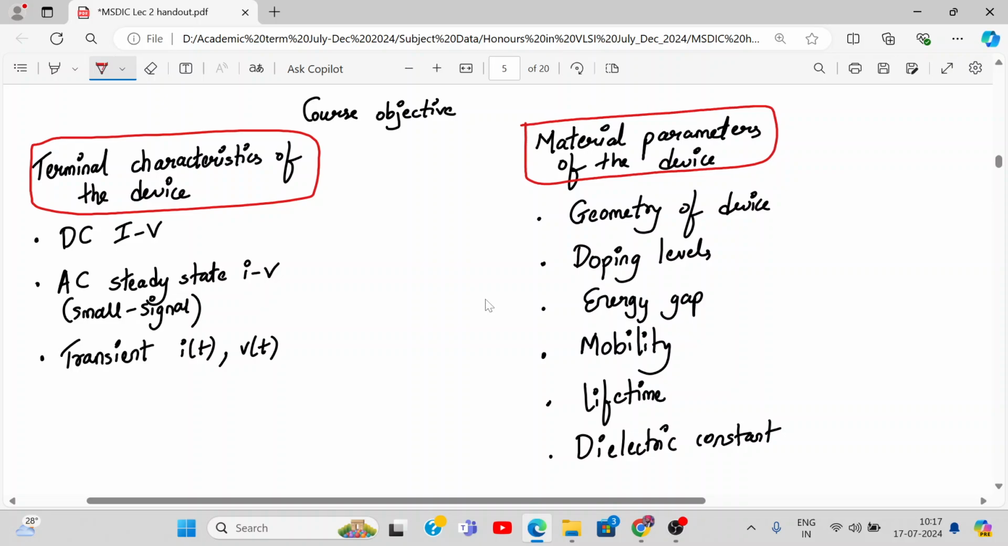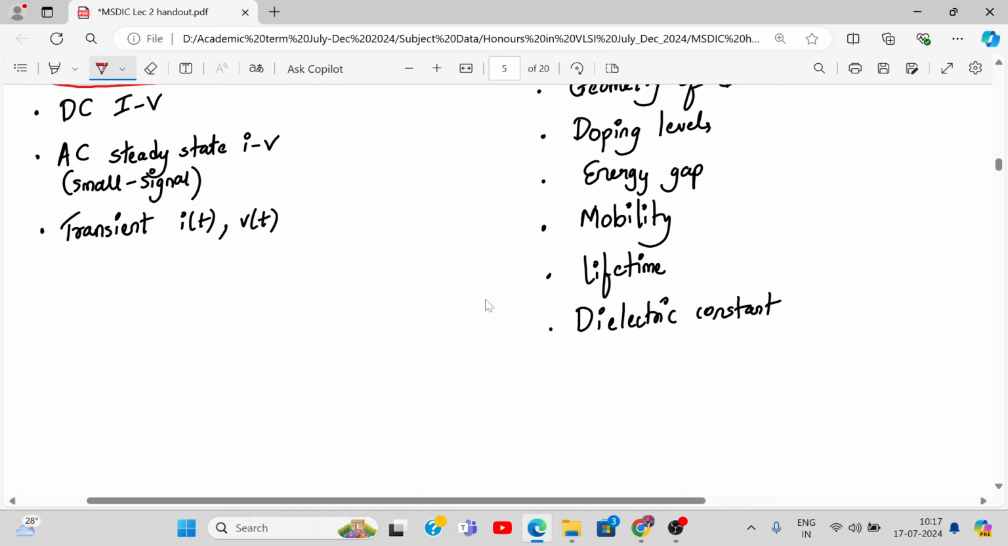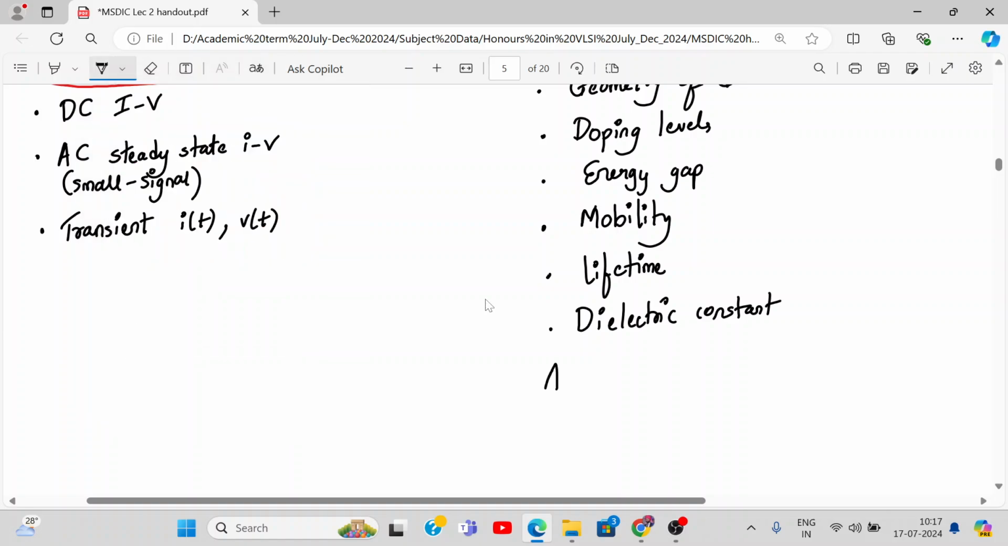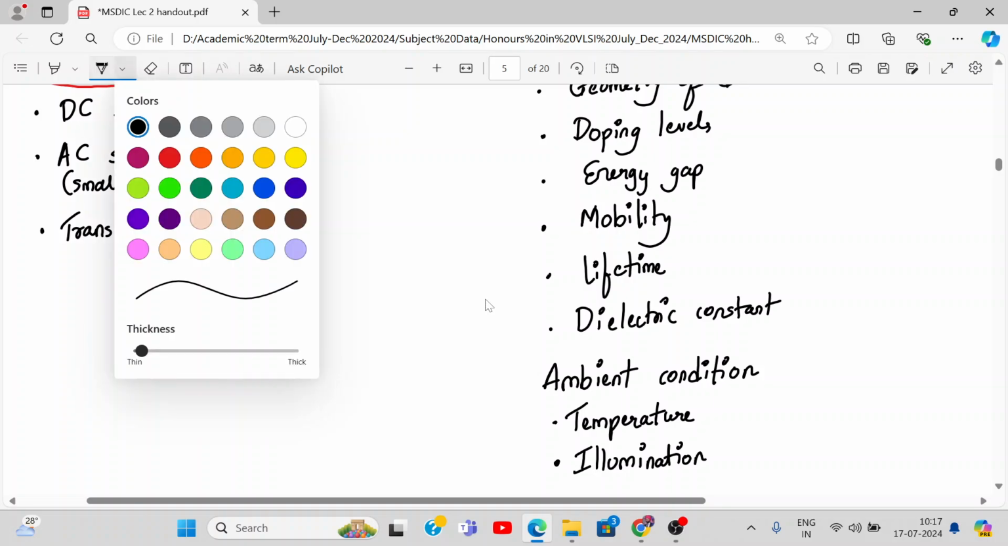Now there is a third category, which I am just mentioning here: ambient conditions. Depending upon the environment, semiconductor devices also define certain properties. They can change their properties based on the applied temperature and illumination. When you shine light on some semiconductor devices, their properties change, so they behave differently.